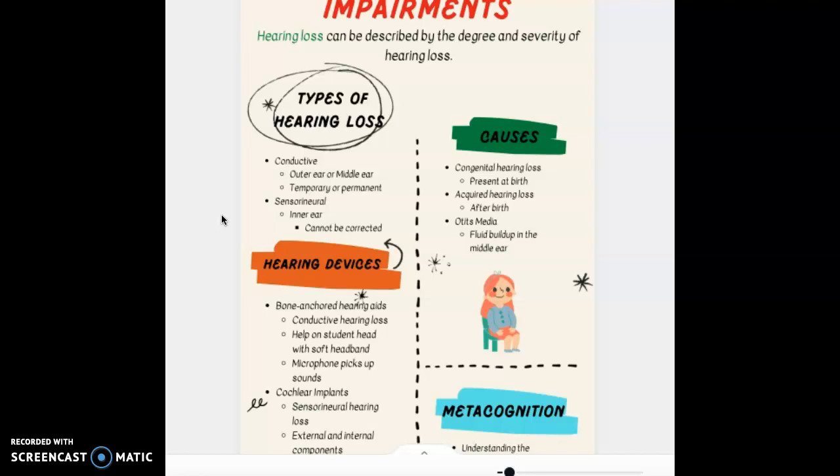And this type of hearing loss is temporary, or it can be permanent, and once a hearing loss is permanent, it is more difficult to be corrected or be resolved. But then within the other type of hearing loss, there's sensorineural, where it affects the inner ear, and that's where it's more affected and cannot be corrected.